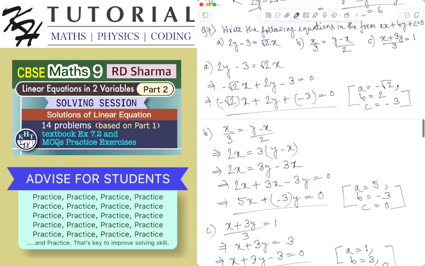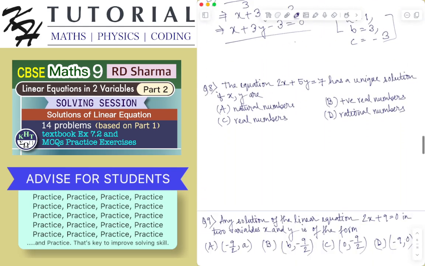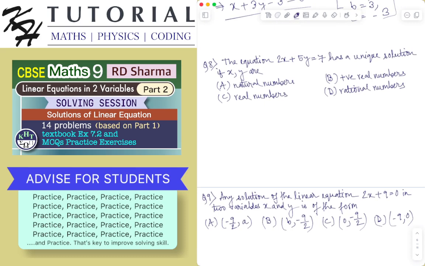Okay, let's see the next problem. Question number 8. The equation 2x + 5y = 7 has a unique solution if x and y are... Has a unique solution, which means that it will have only one solution, a single solution. Now, what should be the condition?